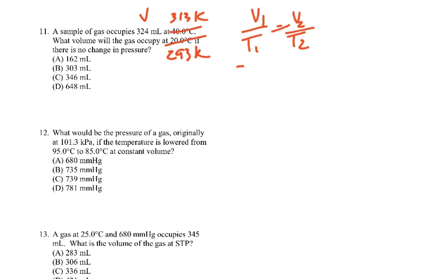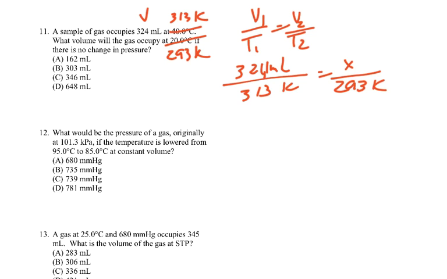And what we're saying is 324 milliliters is to 313 Kelvin, as X is to 293 Kelvin. We can see our temperature is going down a little bit, so the volume is going to be a little bit less than 324. So that's way too low. That's too big, and that's way too big. I bet the answer is 303. Okay, I'm going to double check my math real quick. 324 times 293 divided by 313. I did it wrong. 324 times 293 divided by 313, 303. Okay, there it is. That's the right answer.